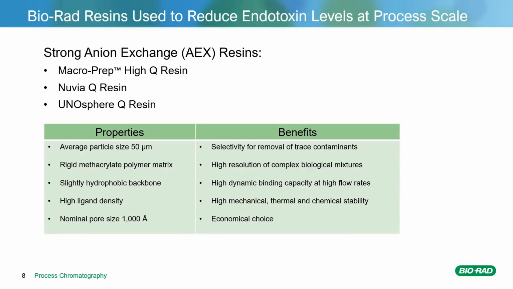All three of these resins share a quaternary amine ligand built on different matrix supports. MacroPrep High-Q, which is built on a rigid macroporous methacrylate polymer matrix, has a high ligand density and is particularly well validated for its ability to remove high levels of endotoxin, even with strong protein-endotoxin interactions. On the next few slides, we'll look at a couple of case studies featuring MacroPrep High-Q.